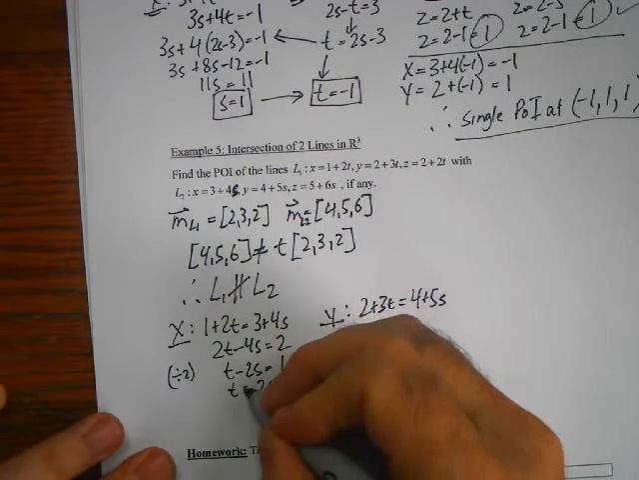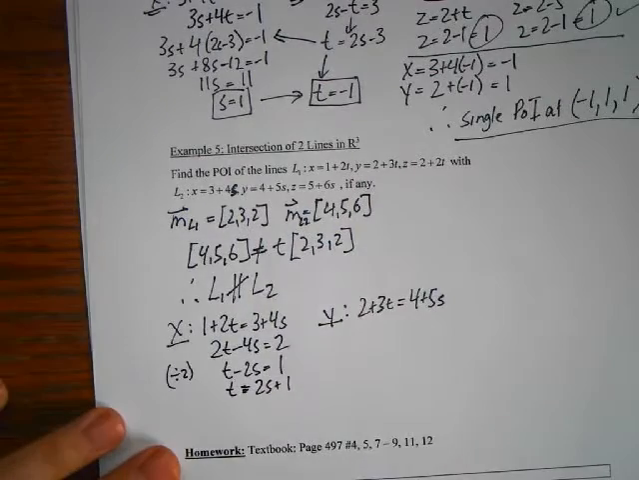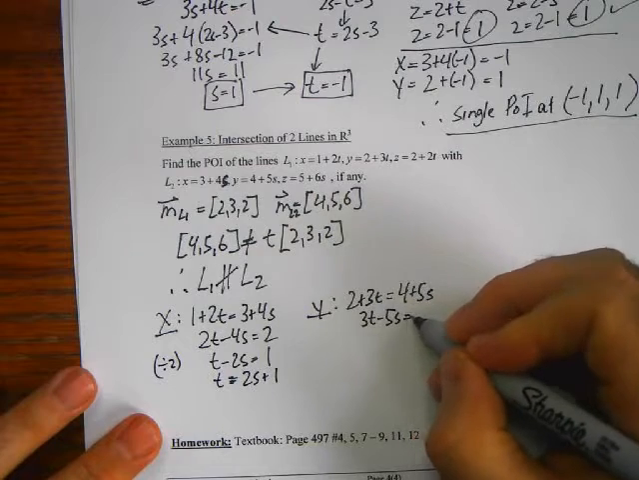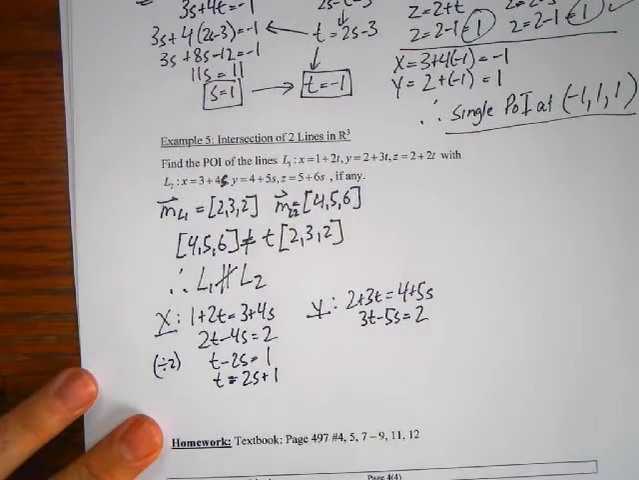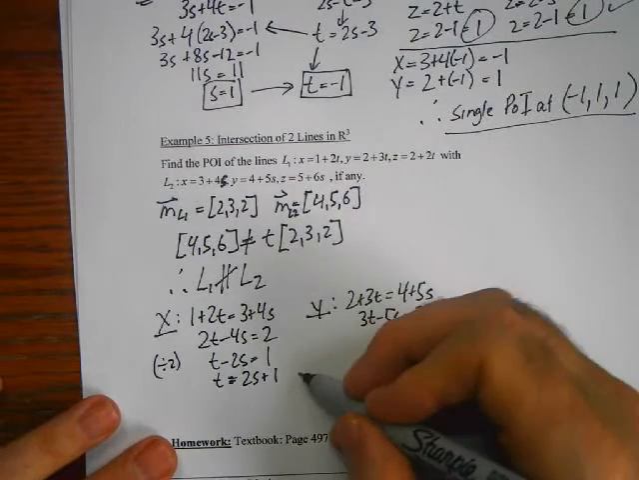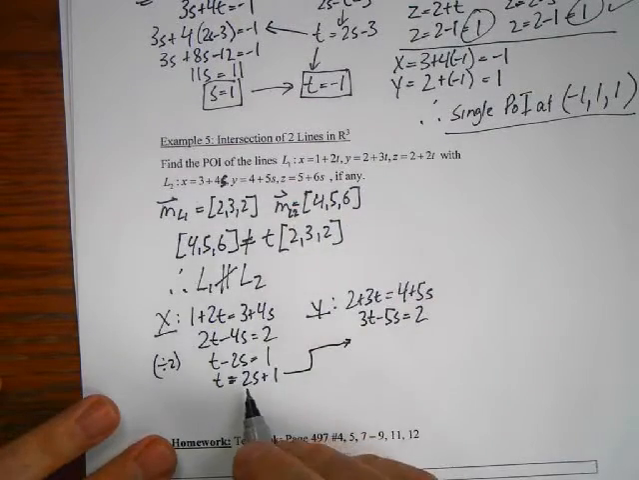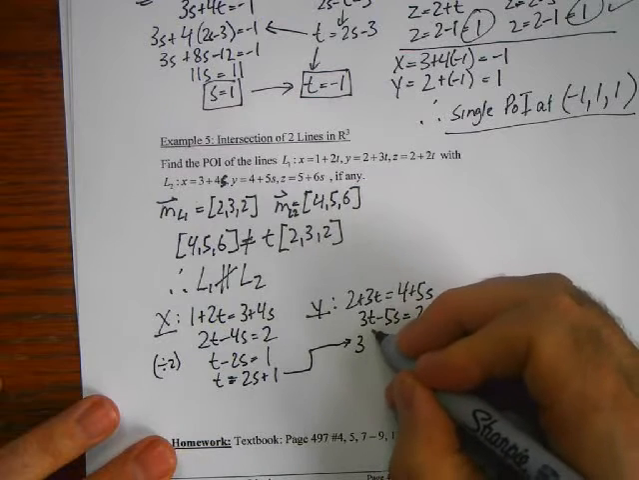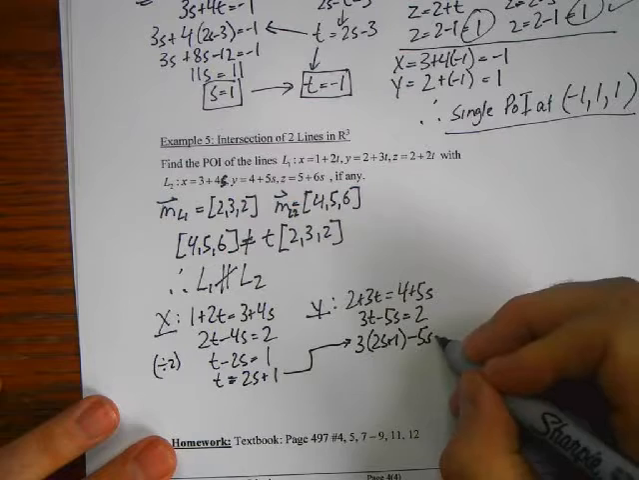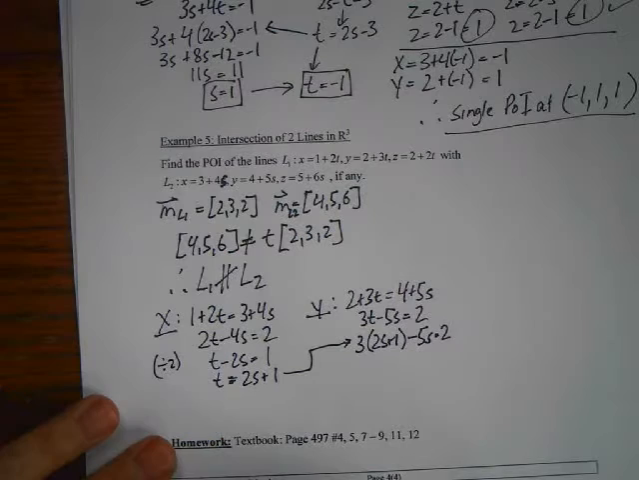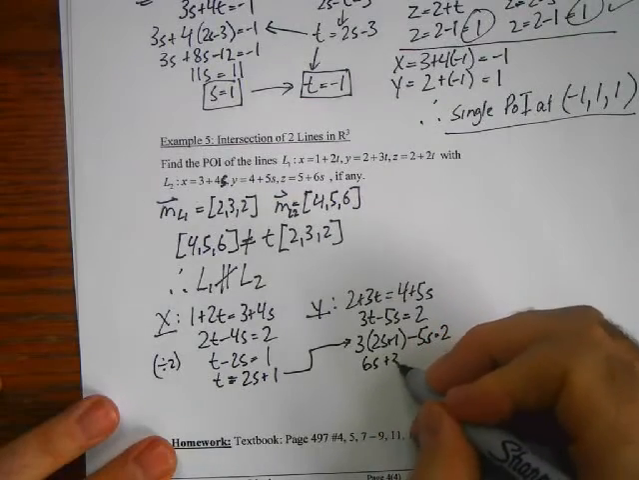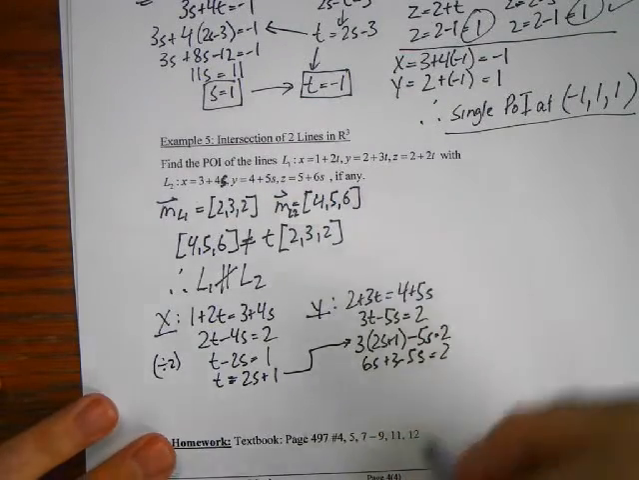If I work on this one, I can get 3t minus 5s is equal to 2. Now what I'll do is a substitution here. I'm going to plug this value of t into this equation. So 3 times 2s plus 1 minus 5s is equal to 2. And that's 6s plus 3 minus 5s is equal to 2. If I simplify this, I get s is equal to negative 1.